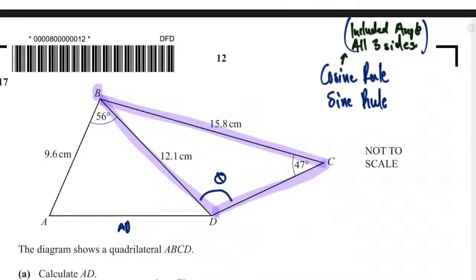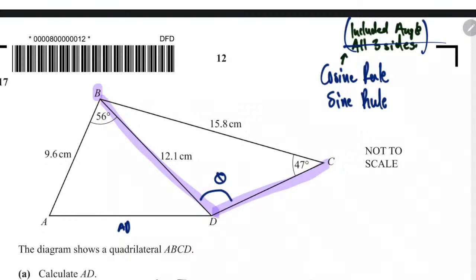So first I check: do I know all three sides? This is a non-right angle triangle, so that's why I know it's the cosine rule or the sine rule. Do I know all three sides? No, you don't. Boom, it's out. Do I have an included angle? Let's check the angle 47 if it's included. 47, are you included? I know 15.8, which is the side that comes to this side. What about the other side?